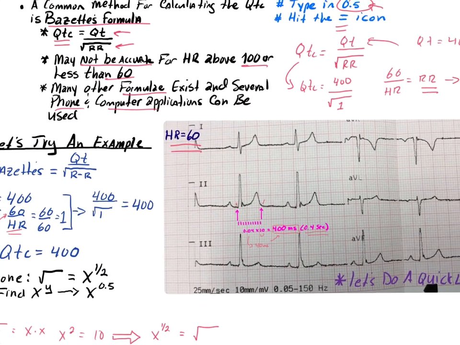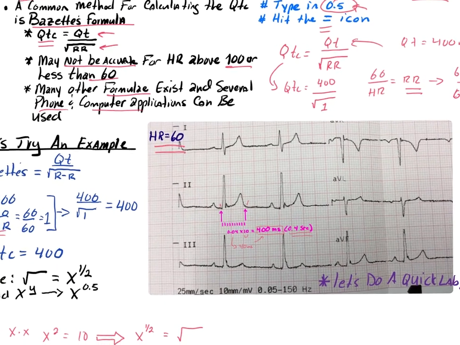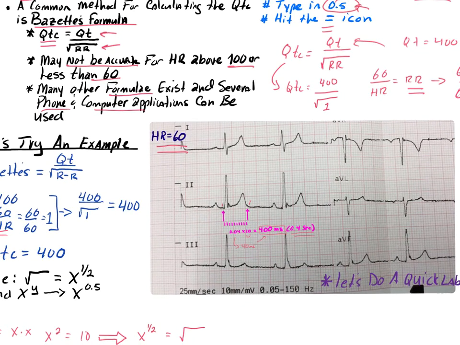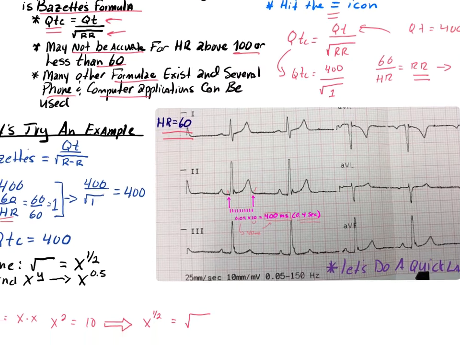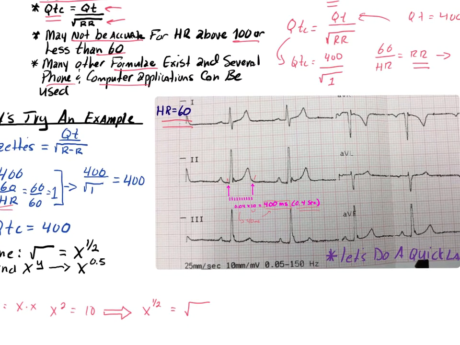What is the square root of 1, though? 1, right? So that's easy. So 400 divided by the square root of 1 is just 400, okay? So that's a basic, simple, easy math example of how we can use Bazett's formula to find the corrected QT interval. Okay? You guys okay with that? Now, obviously, at a heart rate of 60, not a whole lot of correction is needed, right? But once you get slower or faster than that, then that's where that correction factor becomes more relevant. Okay? You guys okay with that?